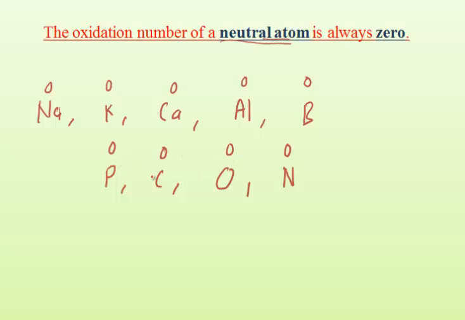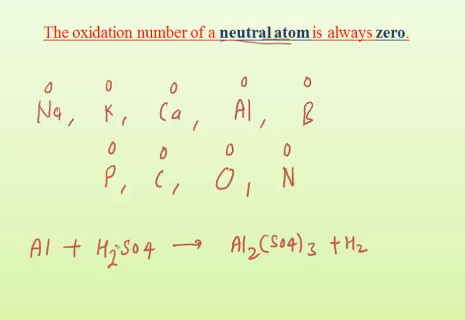Well, let me take one example here. Aluminum metal reacts with H2SO4, sulfuric acid, to produce aluminum sulfate and hydrogen gas. In this reaction, aluminum metal is a neutral atom. It is in uncombined state. That's why we can assign 0 oxidation number for aluminum atom in this chemical reaction.